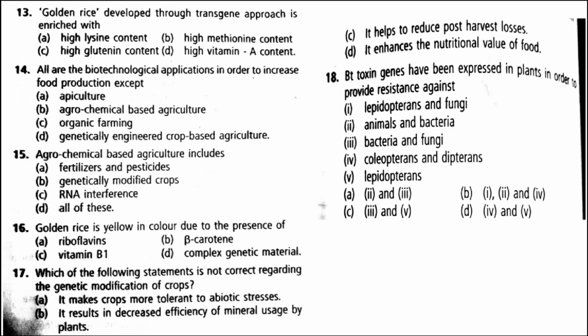Next, Bt-toxin genes have been expressed in plants in order to provide resistance against lepidopterans and fungi, animals and bacteria, bacteria and fungi, coleopterans and dipterans, and lepidopterans. So here the answer will be option D, coleopterans and dipterans and lepidopterans.